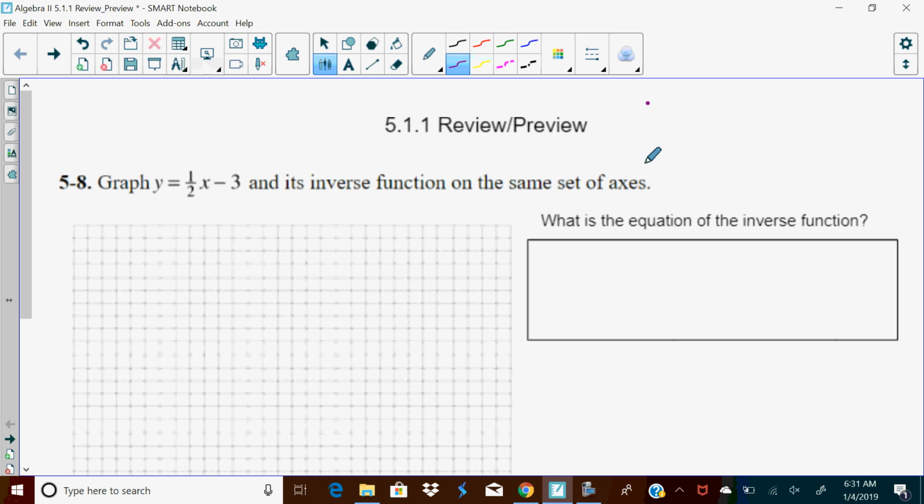Here's the 5-11 review preview. Problem 5-8 said graph y equals 1/2 x minus 3 and its inverse function on the same axis.